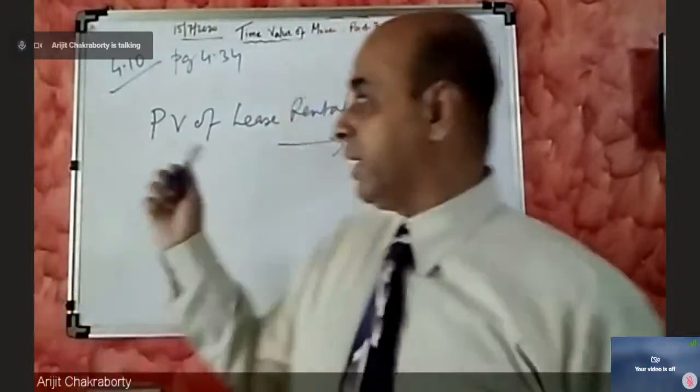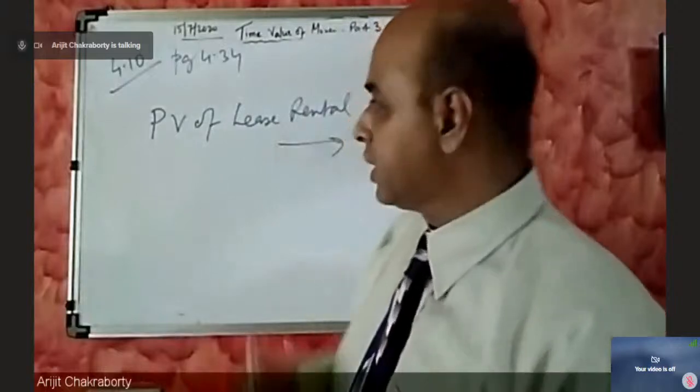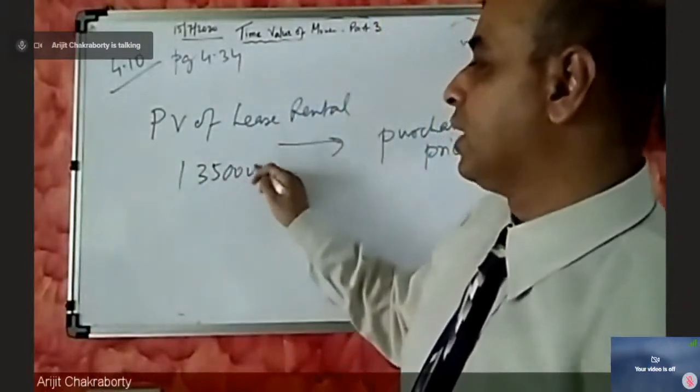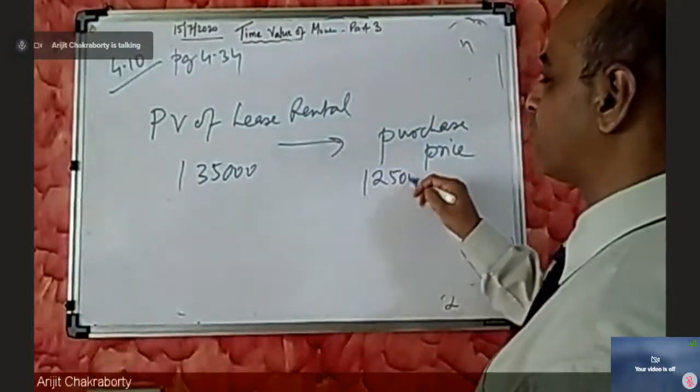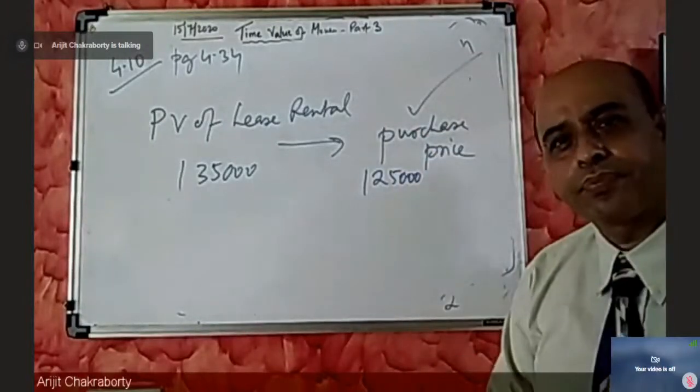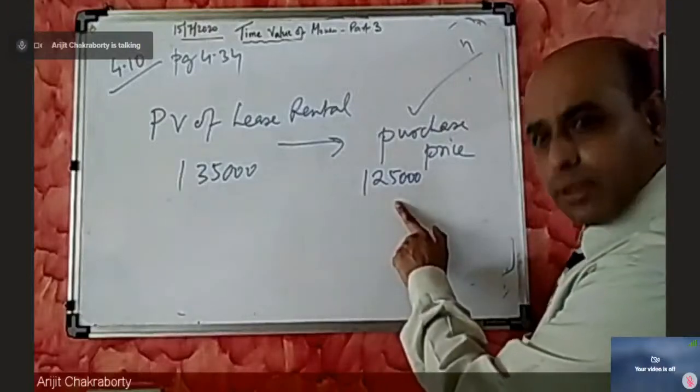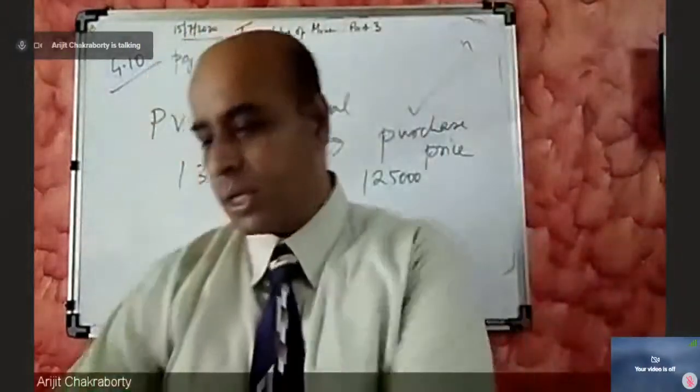However, if the present value of the lease rental comes to 1,35,000, and if you buy the asset, the purchase price comes to 1,25,000, you should go for purchasing. It is cheaper. Okay, so let's do a problem on this.